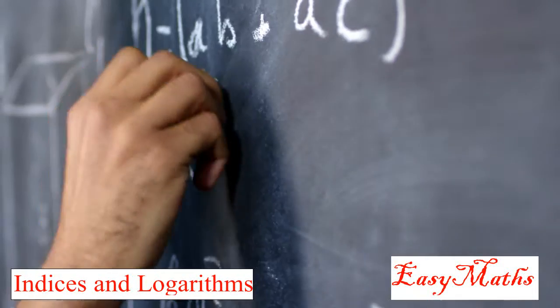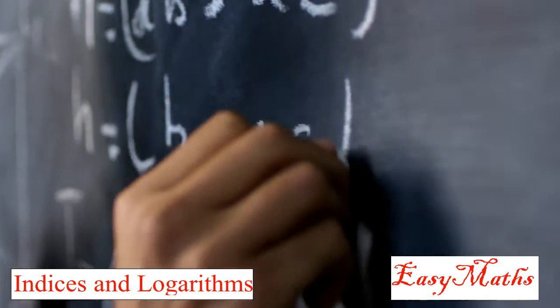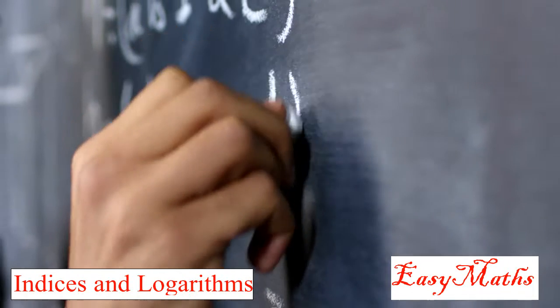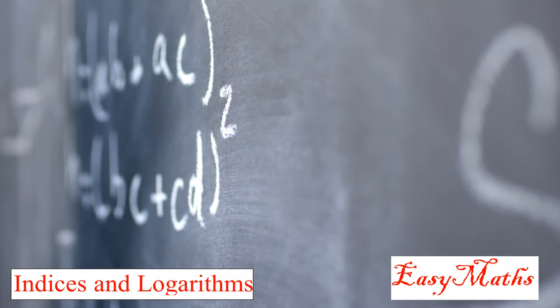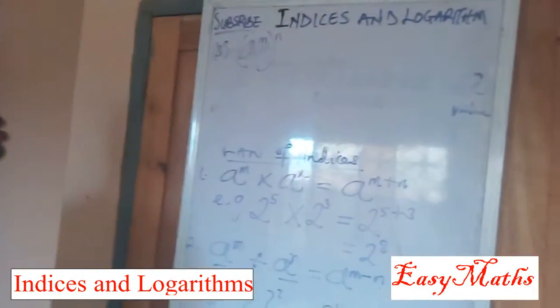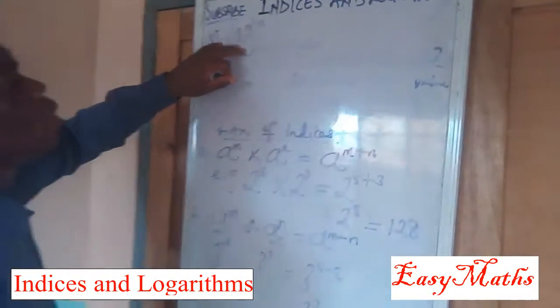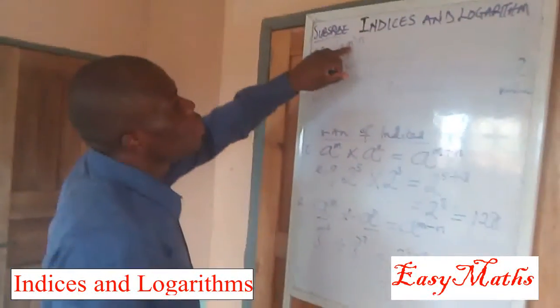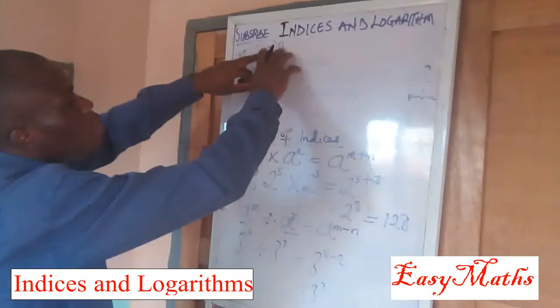Now the next, we are talking about the laws of indices. The third law we have is a raised to power of m, then all of it raised to power of n. This is a law called the power law. Now this is a base a raised to power of m, then again it is raised to power of n.